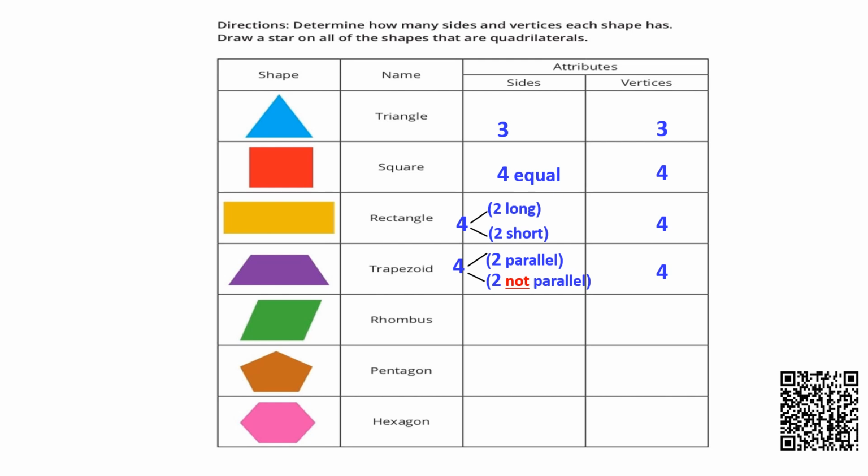The next shape is rhombus. 4 equal sides. How many vertices? 4 vertices. Pentagon has 5 sides and 5 vertices. Hexagon, 6 sides and 6 vertices.